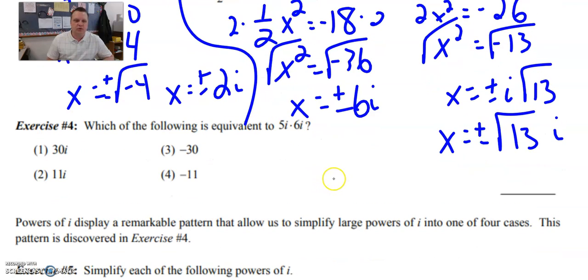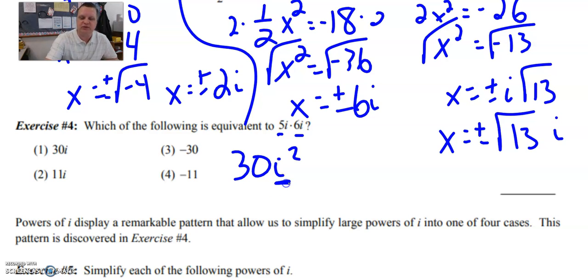All right, so combining these, like I said, treat them like variables. So you have a 5i times a 6i, just like 5a times 6a. It would just get 30a squared, so this would give me 30i squared. So then you look at your choices and you see that 30i squared is not a choice. So that means we can simplify this i squared.